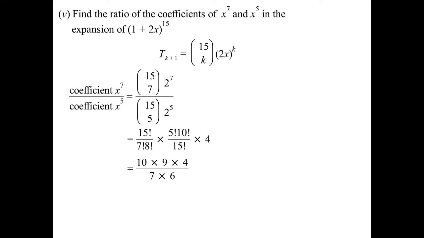Now, the 5 factorial and the 7 factorial. 7 factorial is bigger, so it would roll out to be 7 times 6 times 5 factorial. The 5 factorials cancel. I'm left with 7 times 6 on the bottom. And then I also have times 4. So to work that all out, we get 60 on 7.